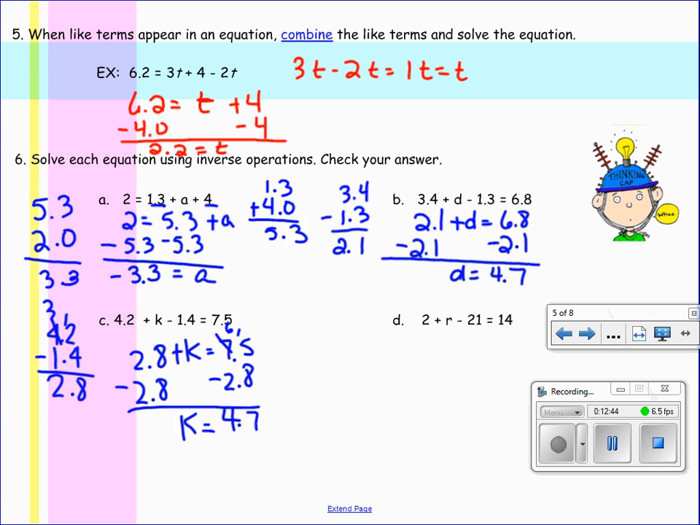So after checking, I noticed I needed to correct my answer. So K is equal to 4 7/10. On D, 2 minus 21 is equal to negative 19. So now I have negative 19 plus R is equal to 14. Add 19 to each side. R will equal 33.